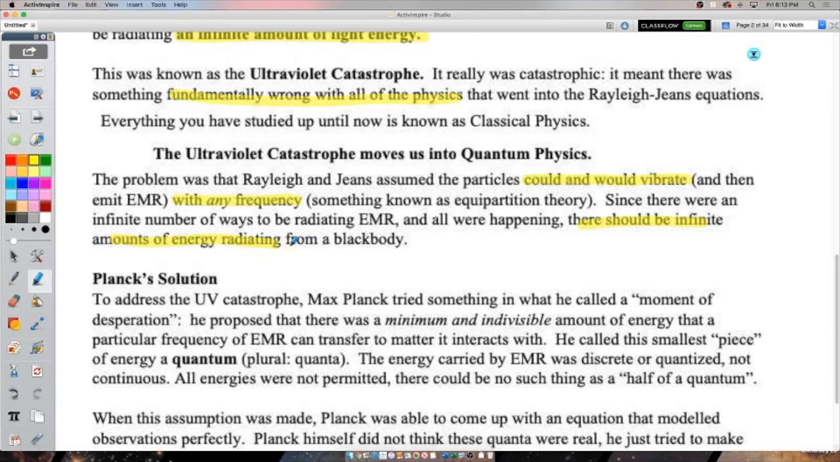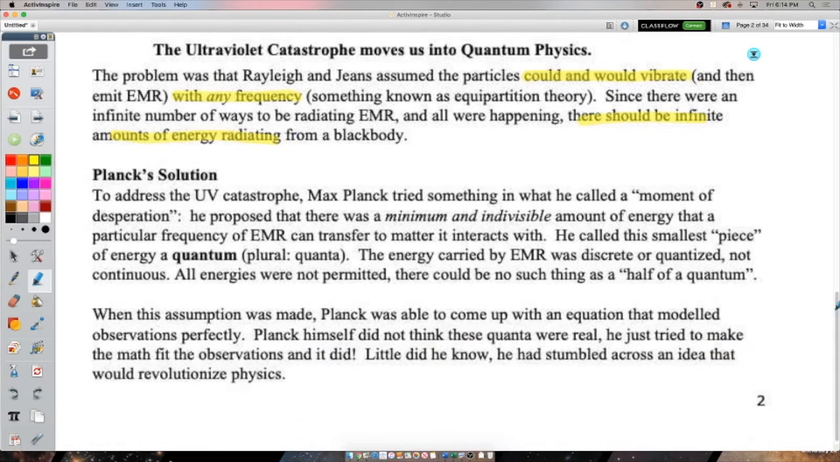But that's how waves work. They are continuous. You can have any frequency, right? You name some frequency, I'll say, well, you could have half of that. You could have a quarter of that. You could have 1/256th of that. Name a frequency that I can't do that for. You can't. And then Planck tried something sort of crazy, okay? To address it, he tried something in what he called a moment of desperation. Those are his own words.